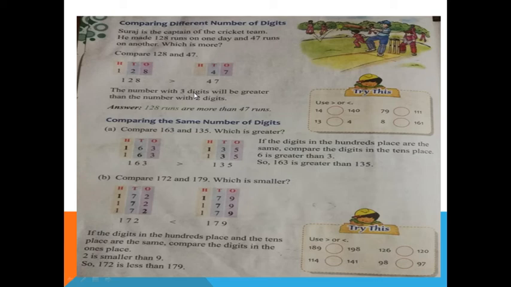If the digits in the hundreds place are the same, compare the digits in the tens place. See, ones place, ones place, but tens place, tens place. 6 and 3. So 6 is more than 3, greater than 3. So 163 is greater than 135.